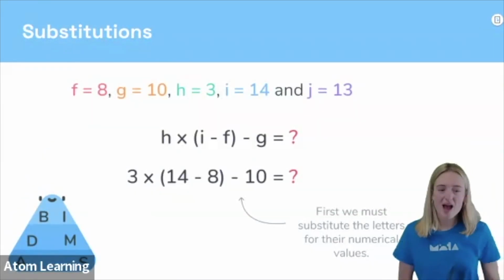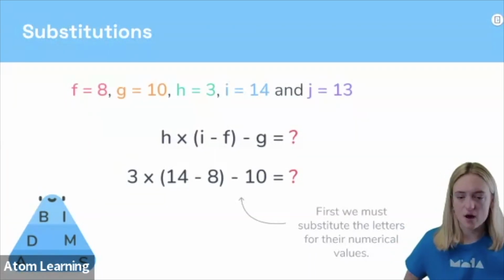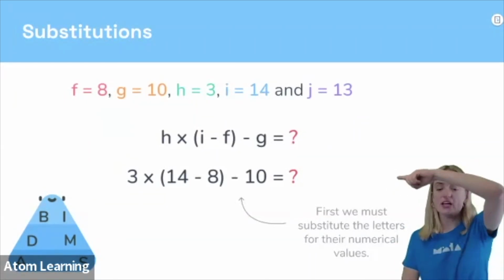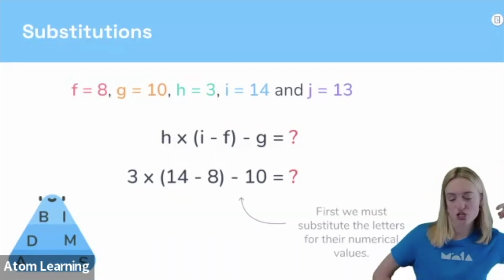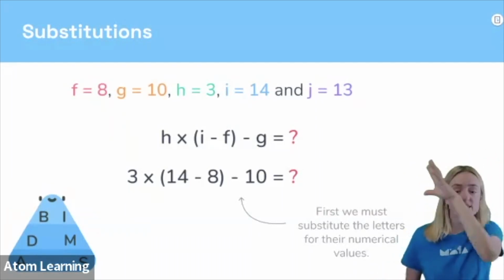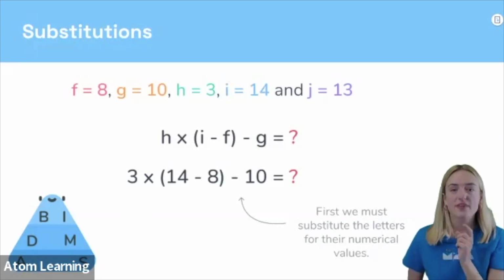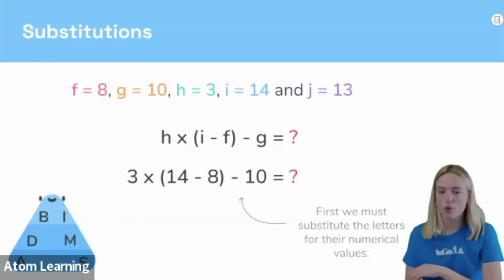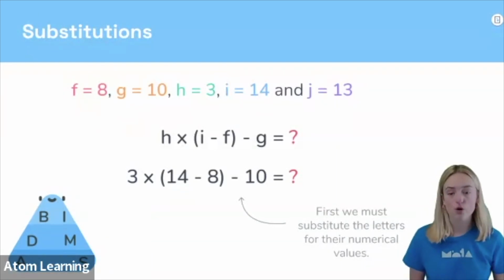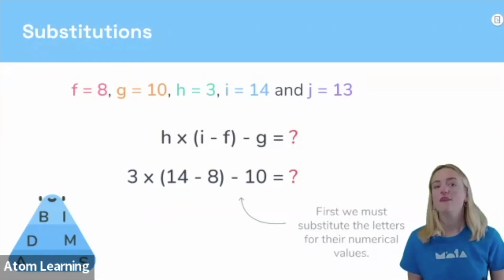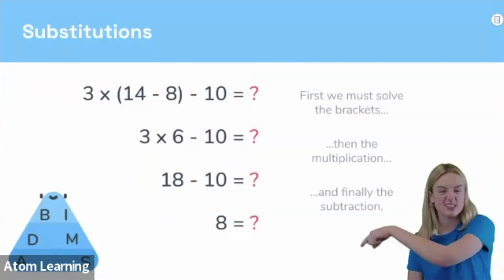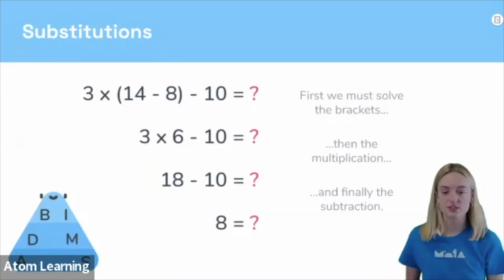Fantastic. A slightly more confusing example, but showing why it's super important to use BIDMAS. Here we've got H times (I minus F) minus G equals what? So we substitute in all of our numbers, but then we need to remember BIDMAS. We need to do the brackets before anything else. So we need to do 14 minus 8. Then we can work out the multiplication, so we kind of skip back, and then we do the subtraction.